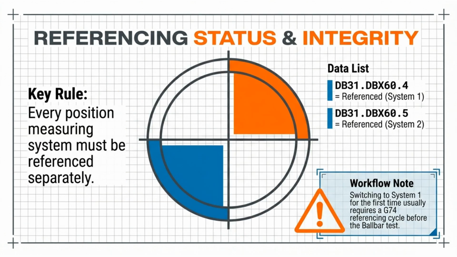A key rule for referencing status and integrity is that every position measuring system must be referenced separately. Switching to System 1 for the first time usually requires a G74 referencing cycle before the Ballbar test.